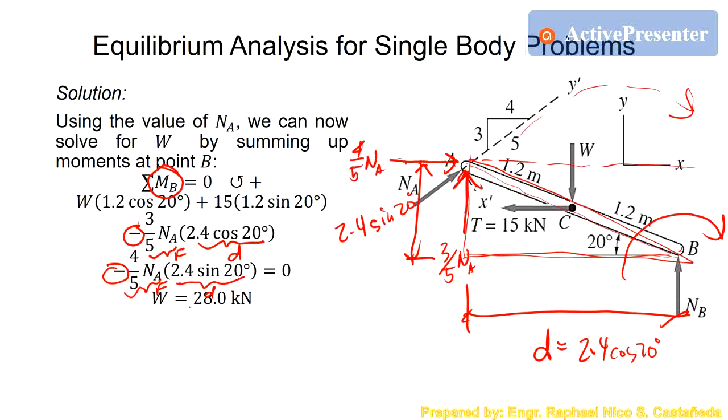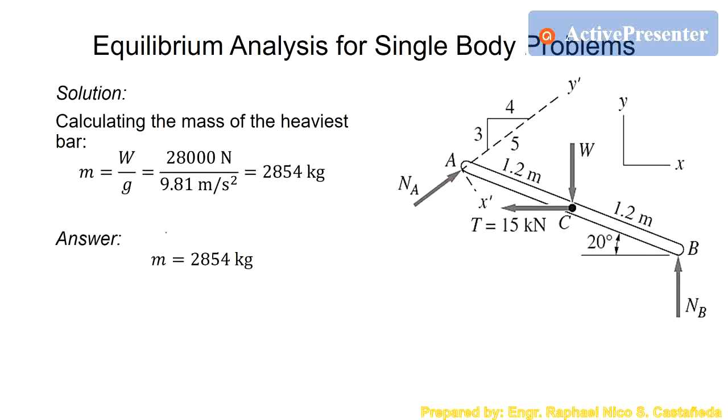So since what is asked is the mass, we can get the mass by converting the weight into newtons, which is 28 kilonewtons to newtons, then divide it by the gravity, 9.81 meters per second squared. So we will get 2.854 kilograms. Or shall we say 2,854 kilograms.